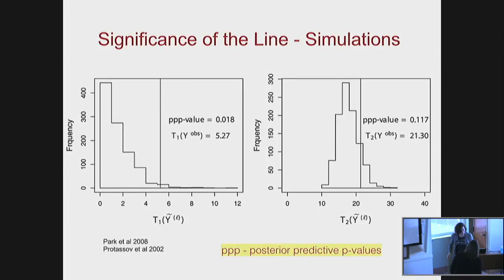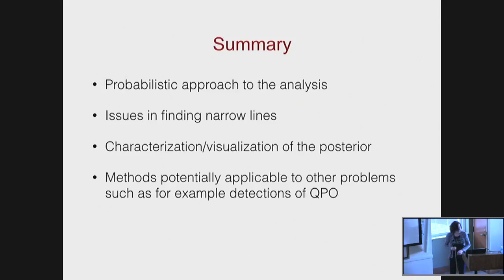And the significance of the line, again, if you go and do posterior predictive p-values calculation, for one type of model there is the p-value of 0.018, and for the other one it is 0.11. This wouldn't be a good significance, while this is a significant line, right? Well, and that's the summary.